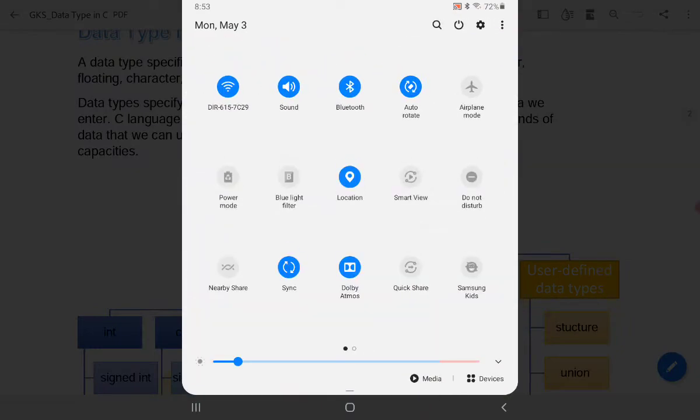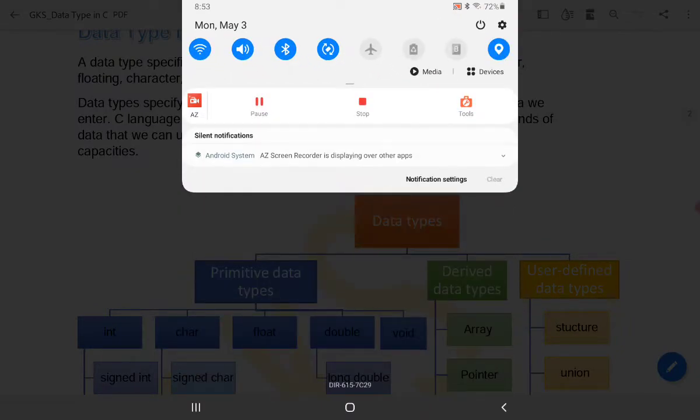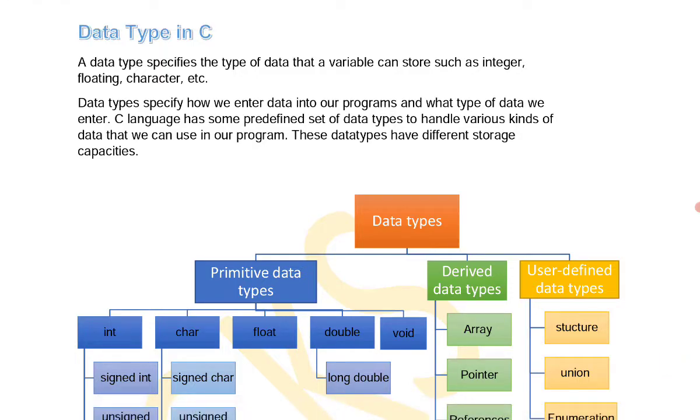So what is a data type? Of data or information, different types of data or information. A data type specifies the type of data that a variable can store, such as integer, floating, character, etc. Generally data types are used to store different types of data or information in a program by using some variables in internal memory or a memory location of a computer.